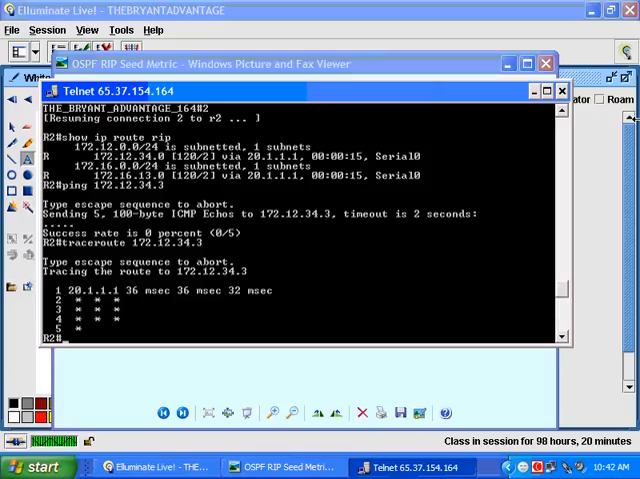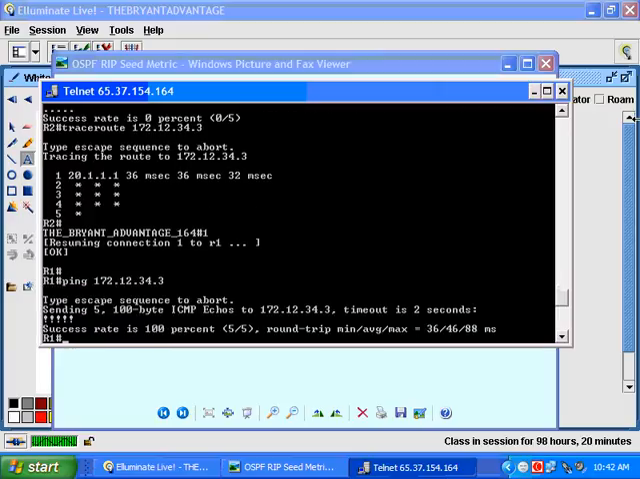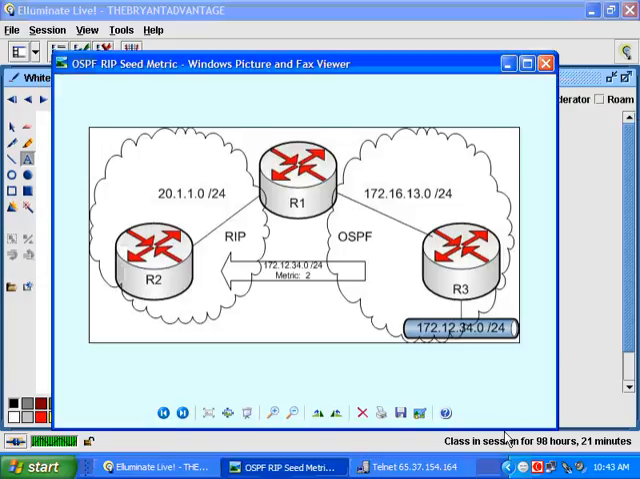So let's go up to router 1 and see if we can ping 172.12.34.3. Yeah, no problem. We expected to be able to. That's in the OSPF domain. So this is interesting. Now let's take a look at the network diagram here. Router 2 is trying to ping that Ethernet segment. We successfully configured route redistribution. We looked at router 2's routing table. Everything looked good.